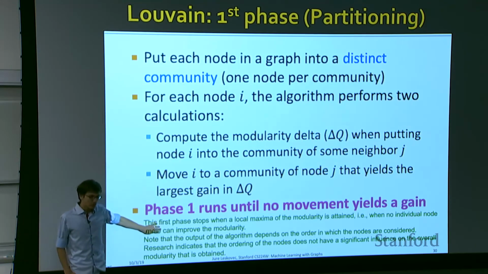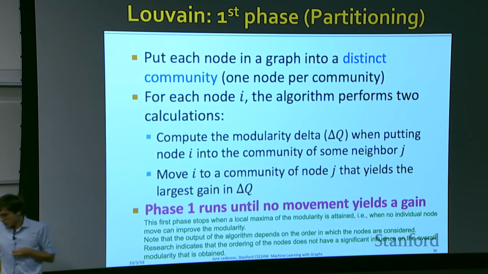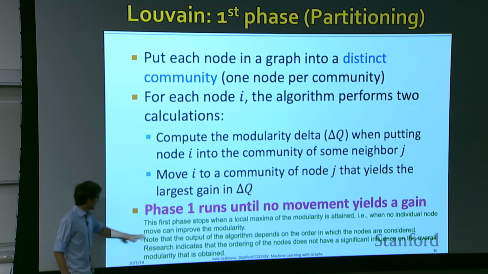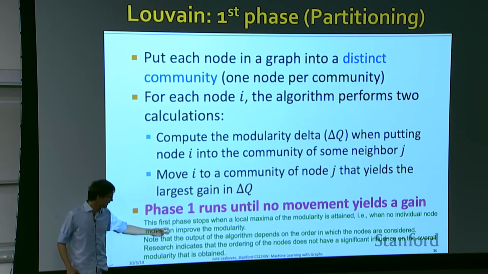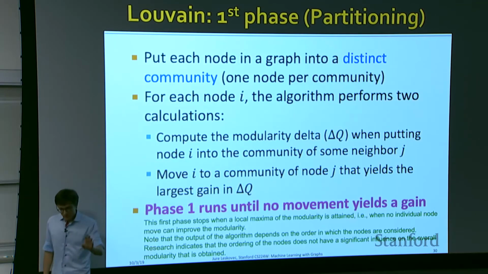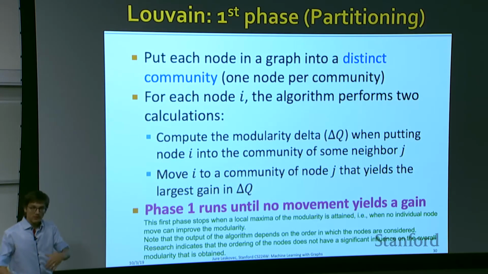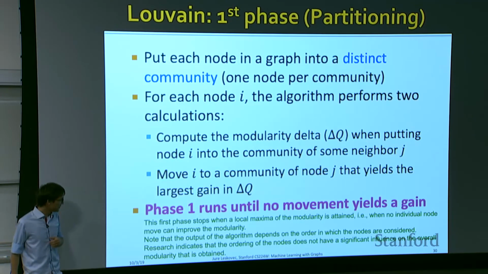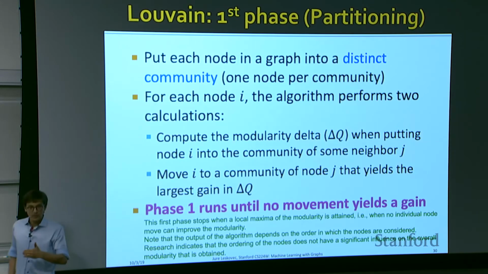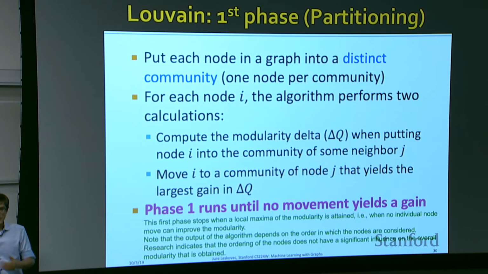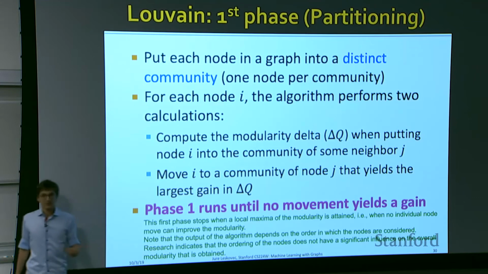And a few things to note. First is that this phase will stop when a local maximum in modularity is attained. So whenever no individual can make a local move to improve the overall modularity. So this is the greedy step. And the second thing, which was a good question before, is that the order in which I process the nodes will also determine the outcome of my optimization. What research papers have generally shown is that when networks are large, the ordering of the nodes does not matter that much, and you can take them in random order. So people don't pay too much attention to this, at least historically.